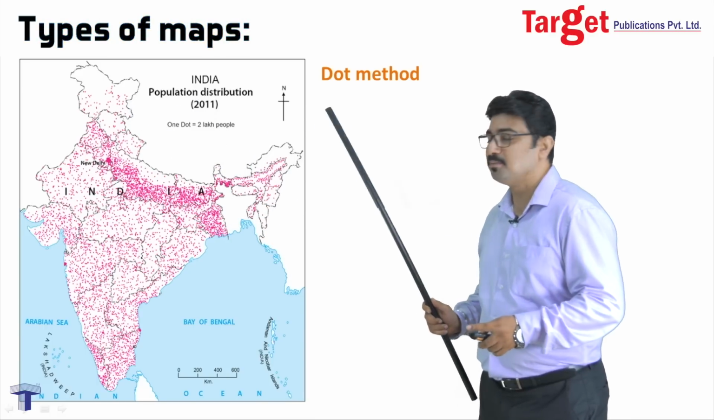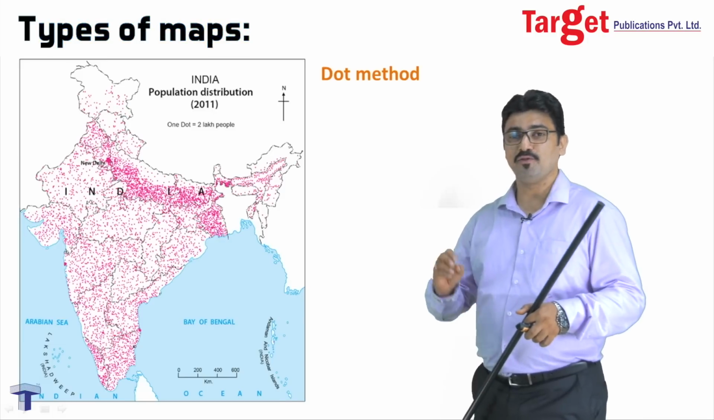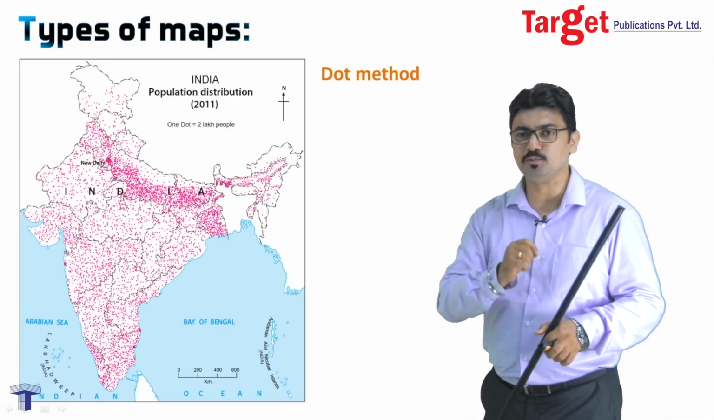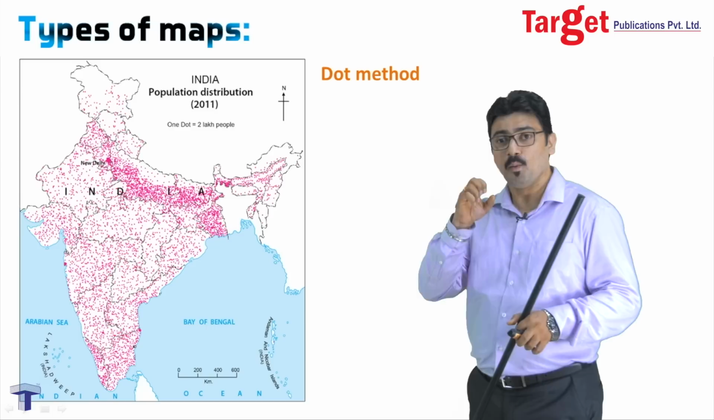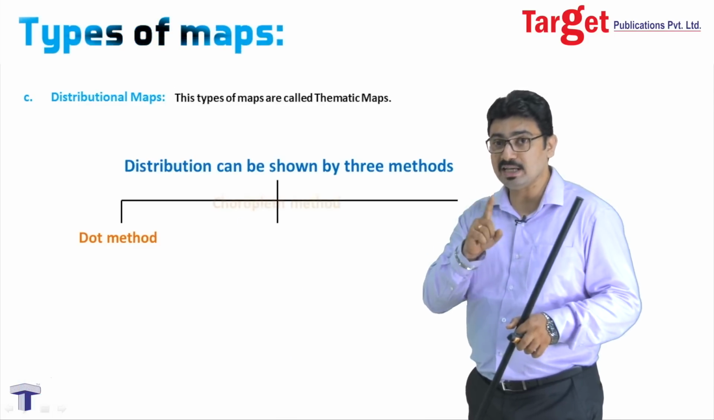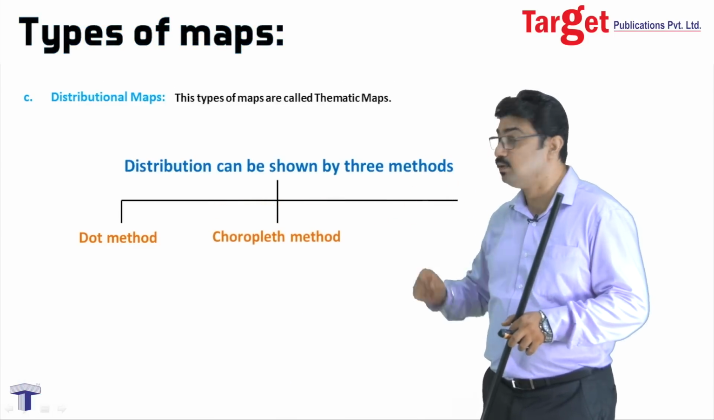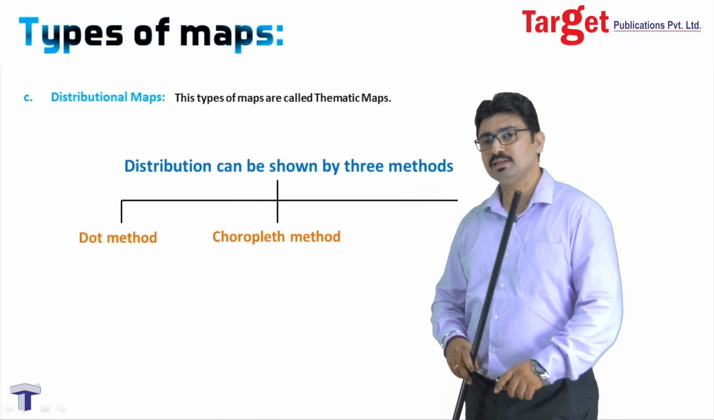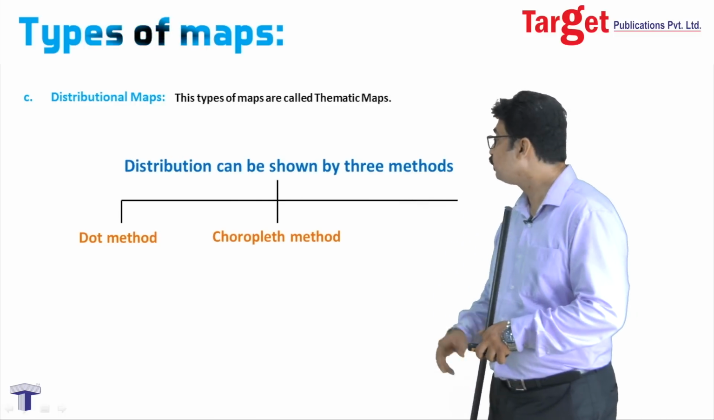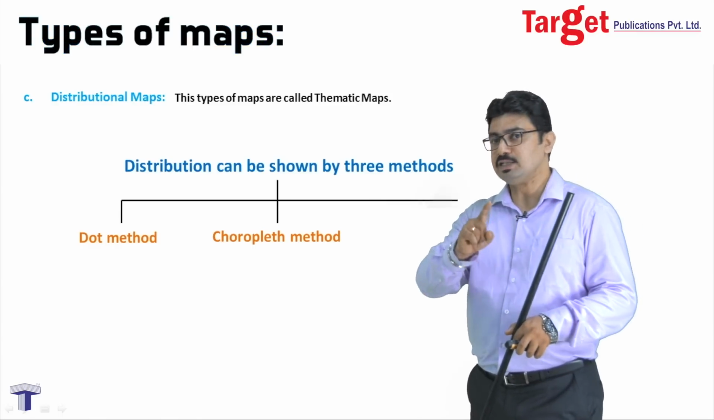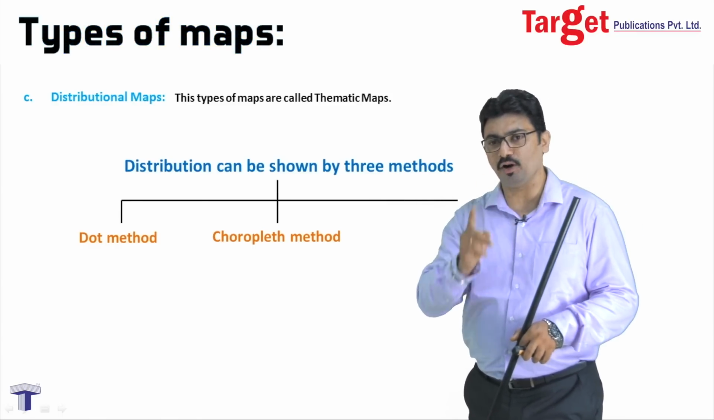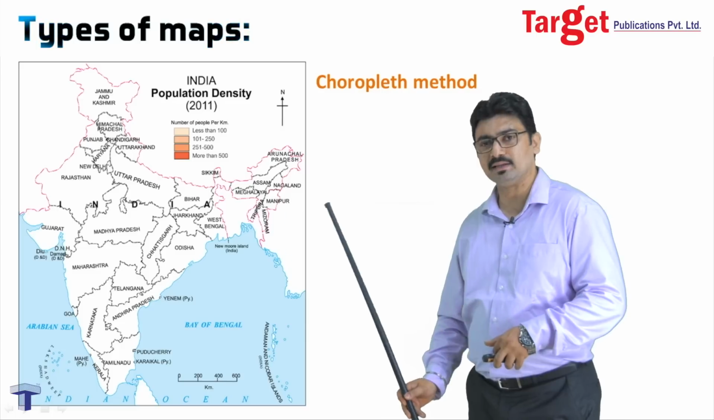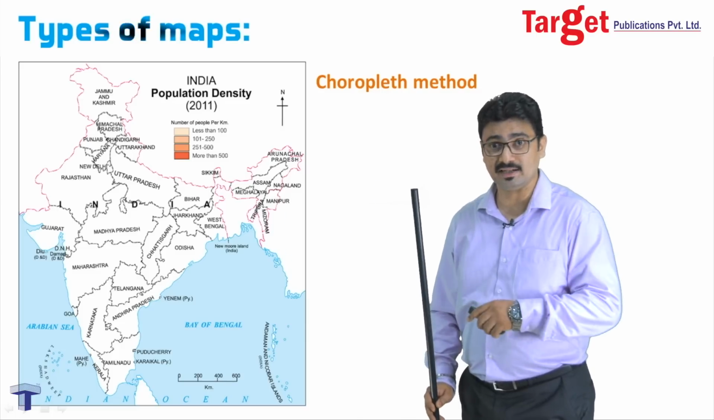So, this dot method of showing distribution of population is extremely useful. It clearly indicates what we want to know. It is very essential to understand how to read this kind of maps as well. Apart from the dot method, the next method that we use is known as the choropleth method. Now friends, you have also studied both the dot method as well as the choropleth method in your earlier standards, right?